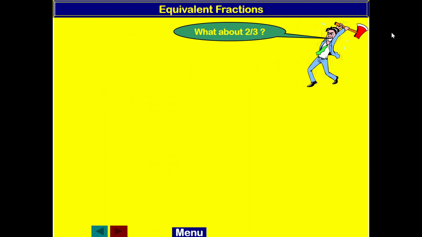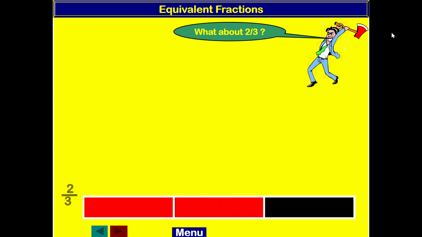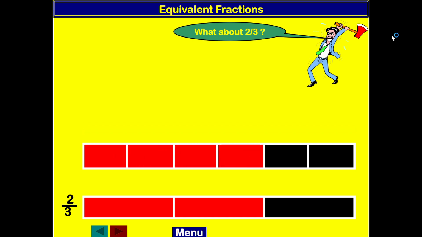So what about 2/3? Imagine you have the same size box as before, but this time we divide it into three equal portions. Two portions of them is called 2/3. And if we have the same size box and this time we divide it into six equal portions, four of them will make 4/6, which is equal to 2/3.